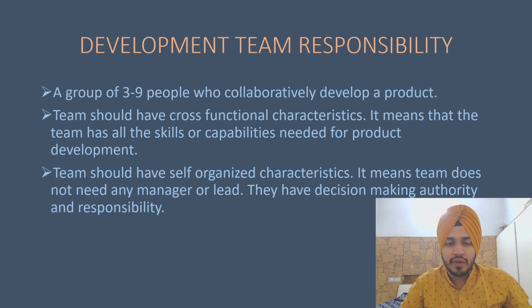So the development team should have cross-functional characteristics. That means the team should have the skills or capabilities needed for product development. That means, suppose there is a UI person who is developing the UX, but he should also have knowledge of the backend, how the backend team would be using those things, so that they can easily create the product.